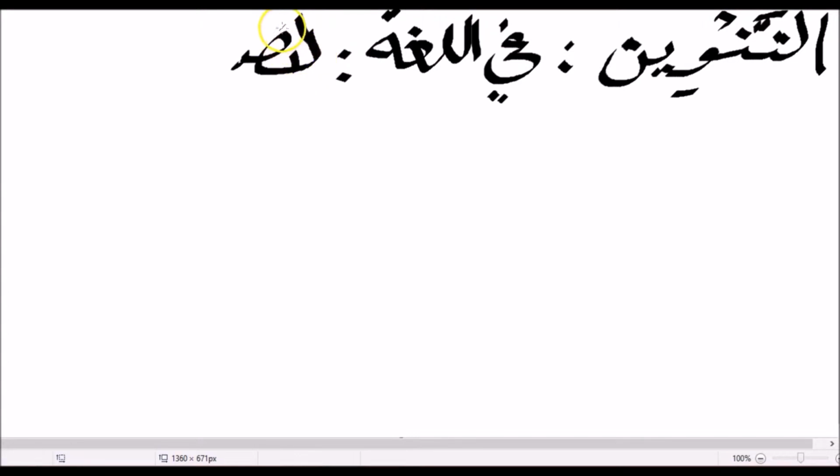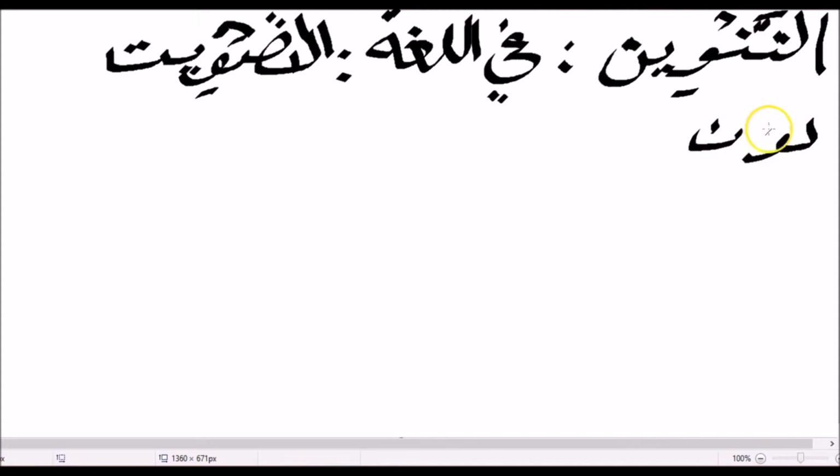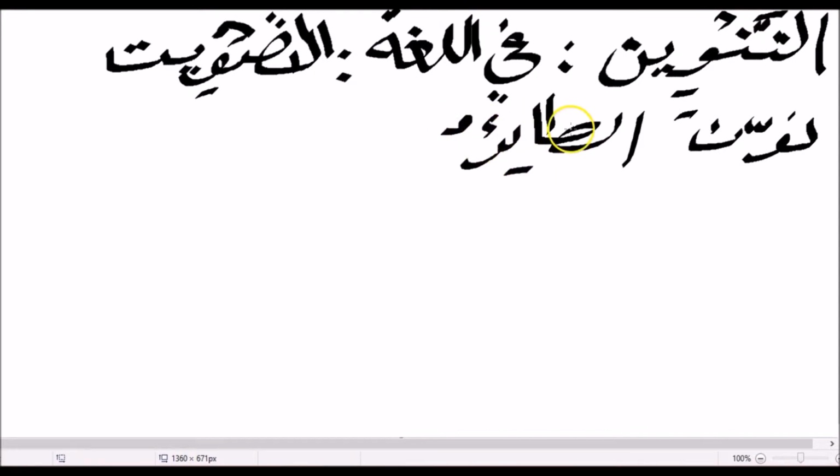Let's make that our lam, make this our ta, two dots like that. At-taswit means to make a sound. For example, نَوَّنَ الطائر means that the bird sang. نَوَّنَ الطائر, the bird sang.